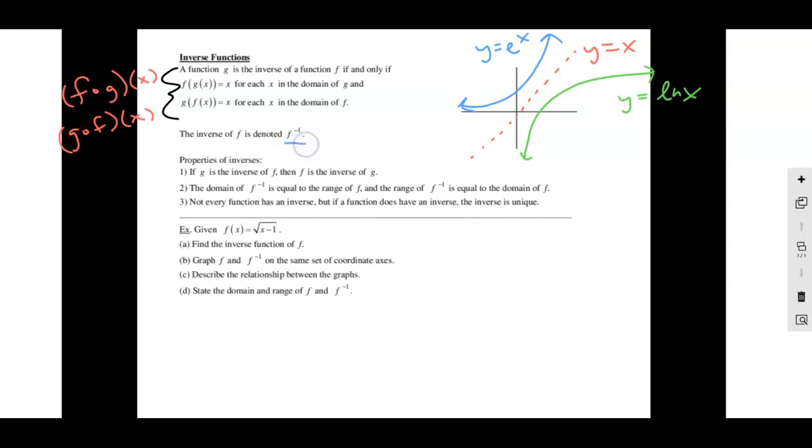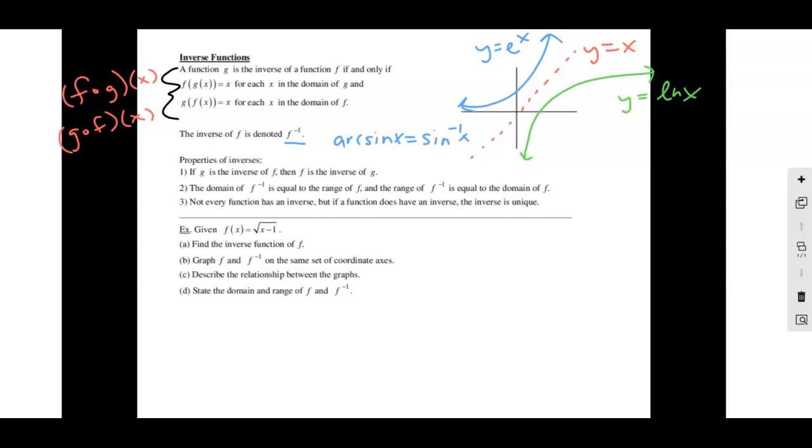The inverse, you denote it with that f to the negative first power. One exception would be for your inverse trig. Arc sine of x, you could see it written as arc sine or as sine inverse. The negative one notation gets a little bit confusing, do you mean reciprocal or do you mean inverse? But the context of the question should generally make it fairly obvious which one you want. Properties of inverses: if g is the inverse of f, then f is the inverse of g. They always come in groups of twos.